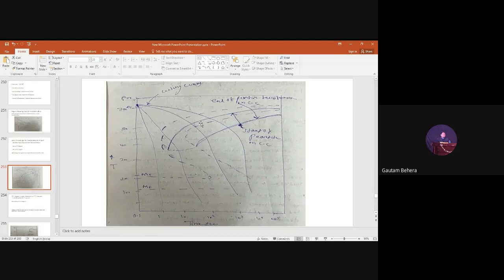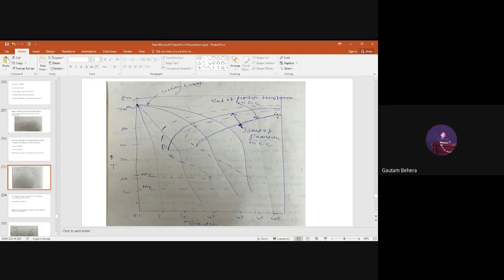So you can see the CCT curve is shifting downwards somewhat, and it is shifting towards the right side also. Yes or no? Just carefully look at the diagram. In comparison to the TTT diagram, the CCT diagram has shifted downward somewhat, and it is also shifted towards the right side somewhat. So why is it shifting?